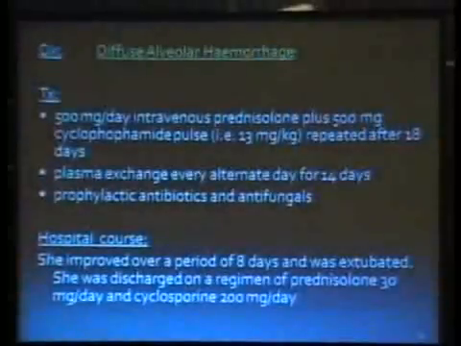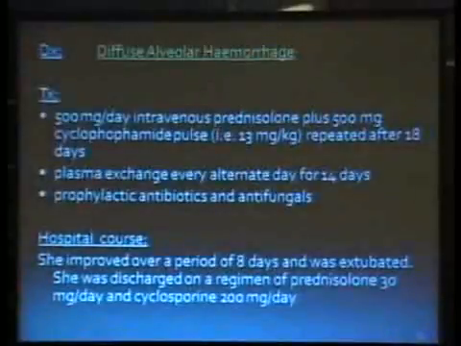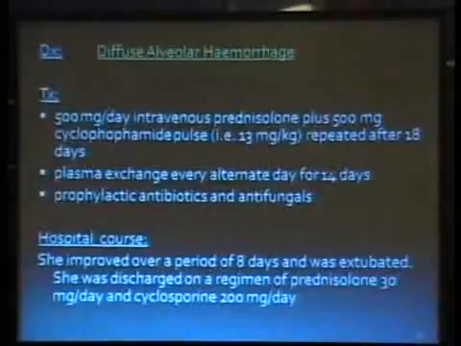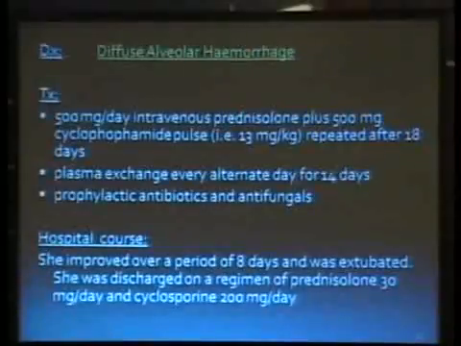This is her chest x-ray. You can see she's got bilateral alveolar infiltrates, and in her CT scan, you can see that there are air bronchograms. We did a bronchoscopy and a sequential lavage, and she had alveolar hemorrhage. We ruled out any infectious cause on our bronchoalveolar lavage cultures, and we treated her with pulse steroids and cyclophosphamide, as well as plasma exchange, and prophylactic antibiotics and antifungals. And she got better. She improved over a period of 8 days, was extubated and discharged home on a regimen of prednisone and cyclosporin, and is doing very well. I think Asim, perhaps you were involved in her care.